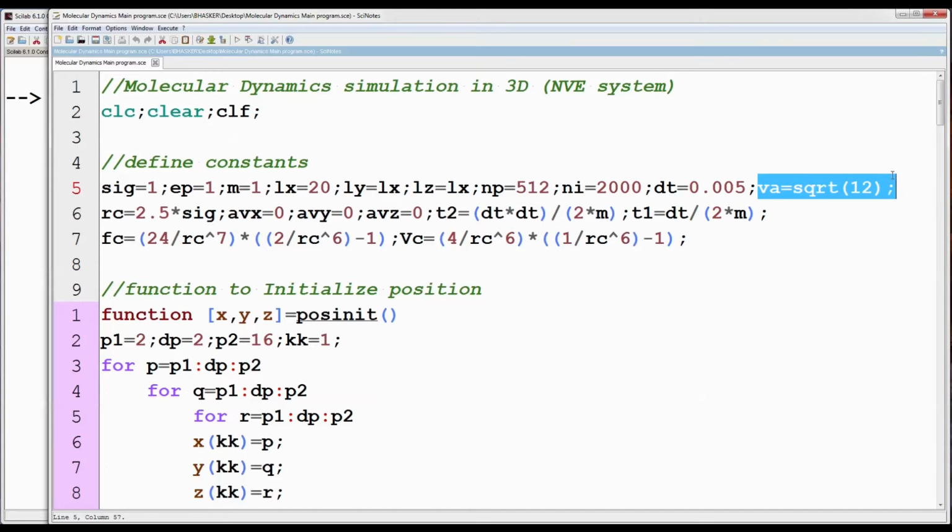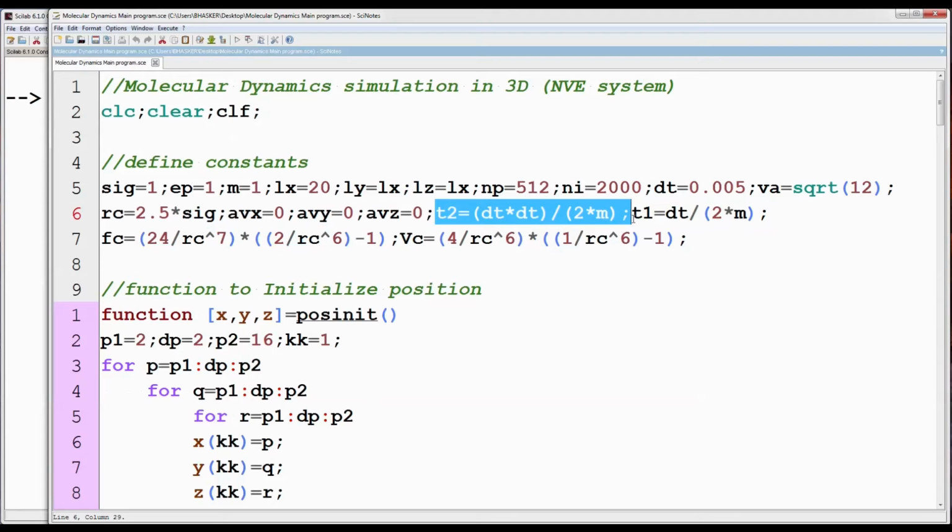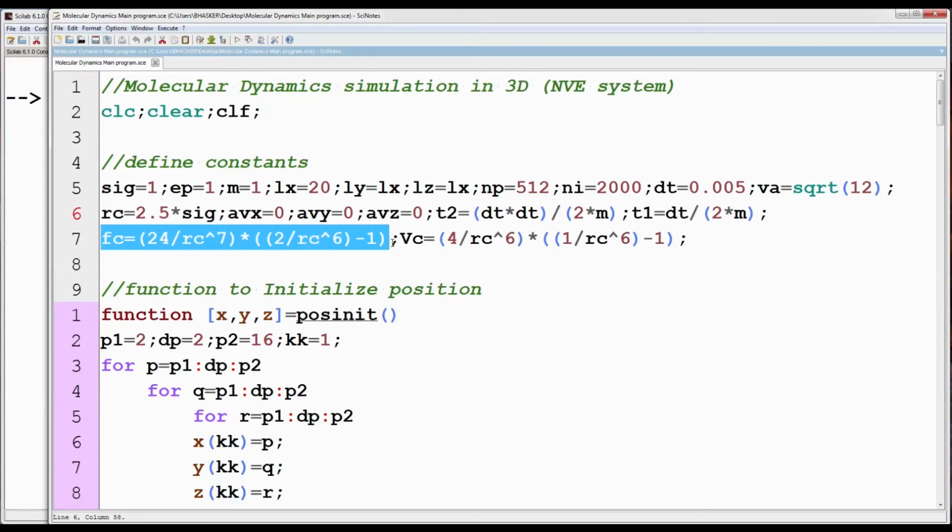Va, multiplication factor for the velocities as already discussed, is root 12. Rc, the cutoff distance 2.5 sigma. Sigma is 1, so Rc is 2.5. Avx, Avy and Avz, as we already discussed during velocity initialization, are the sum of the velocities, average velocities along the x, y and z axis. T2 is dt square divided by 2m and T1 is dt by 2m. Fc is the cutoff force, Vc is the cutoff potential.